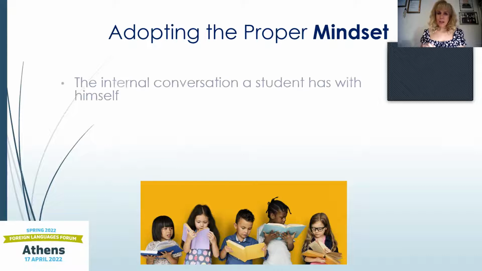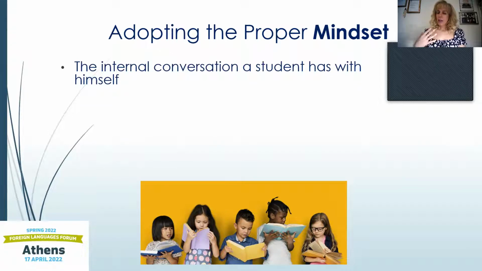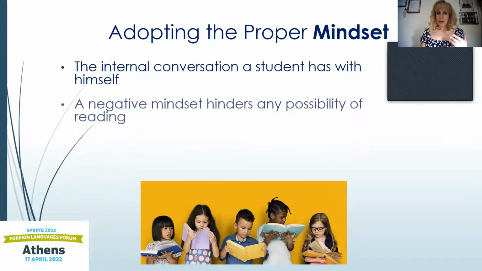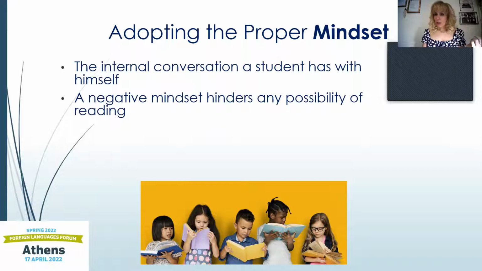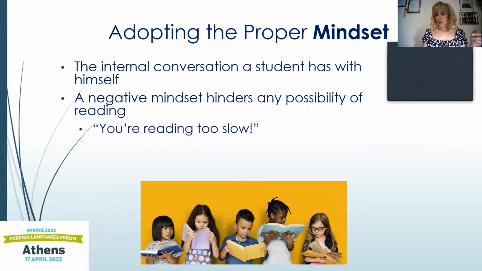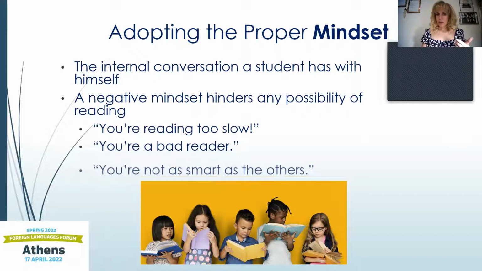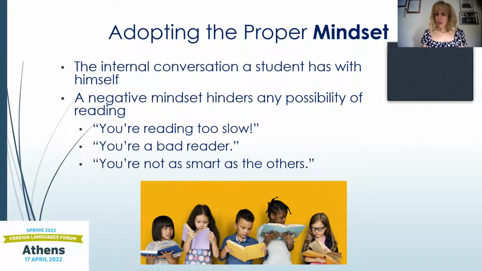Now, mindset, the third theme. Let's move on with this, adopting the proper mindset, the internal conversation a student has with himself. What's going on in his mind when he's grabbing that reader? So there are questions that he asks himself that are kind of negative, because a negative mindset hinders any possibility of reading. Sometimes a student might ask himself, you're reading too slow, or you're a bad reader, or even worse, you're not as smart as the others.